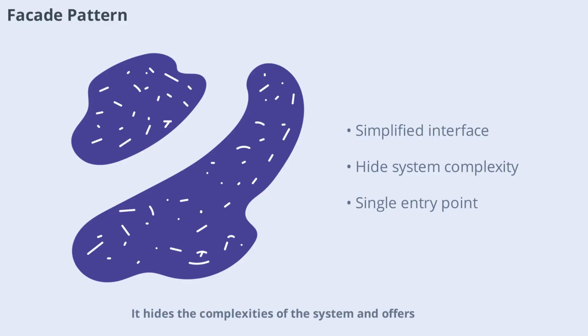The facade pattern provides a simplified interface to a complex subsystem. It hides the complexities of the system and offers a single entry point for clients to interact with. In Java, you might use a facade to wrap a set of APIs or classes, making it easier for users to perform common tasks without dealing with the underlying details.